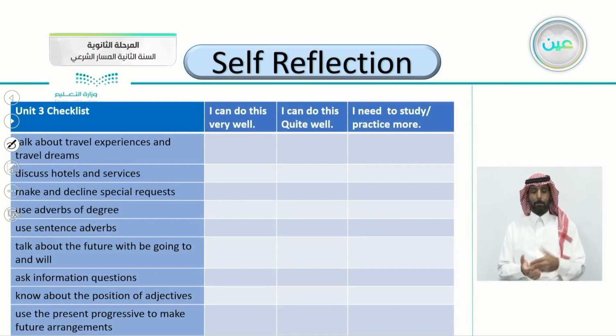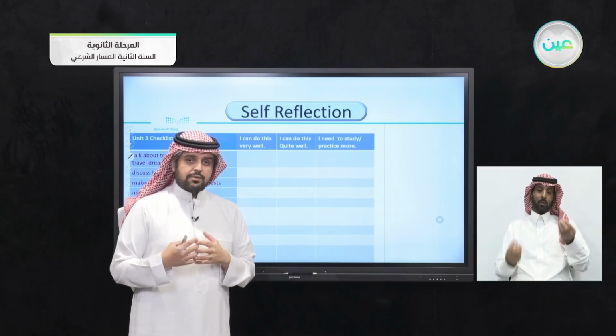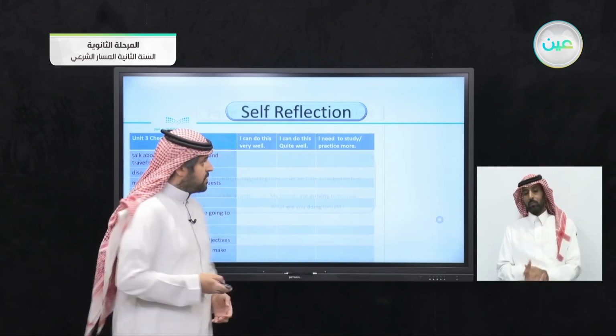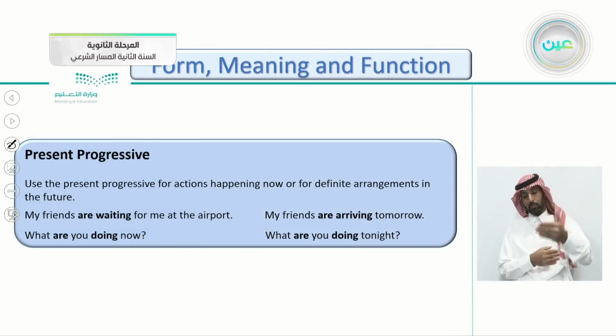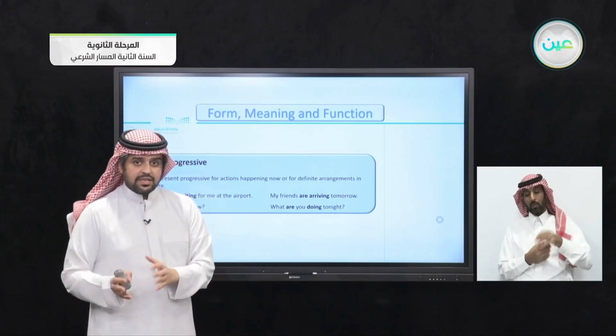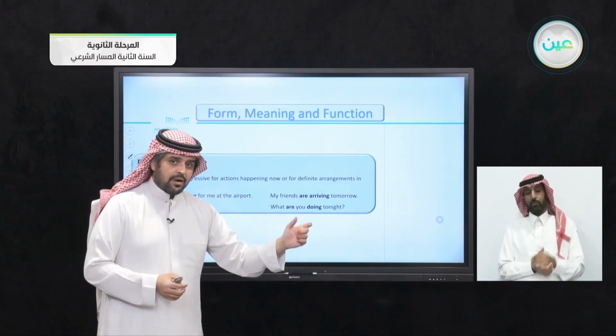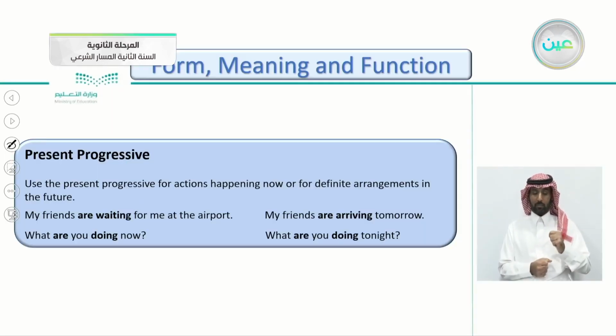Last one, use the present progressive to make future arrangements. You know the present progressive talks about now, but what about using the present progressive for future arrangements? If you remember, we use the present progressive for actions happening now or for definite arrangements in the future. My friends are waiting for me at the airport. He's talking about now. My friends are arriving tomorrow. So this is using the present progressive, but we're talking about the future, even though it's called the present progressive, but here we are talking about the future.